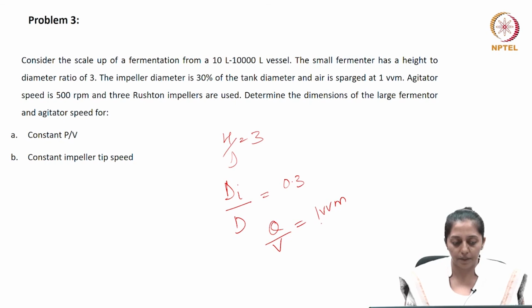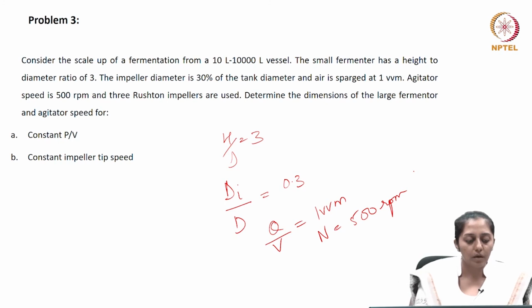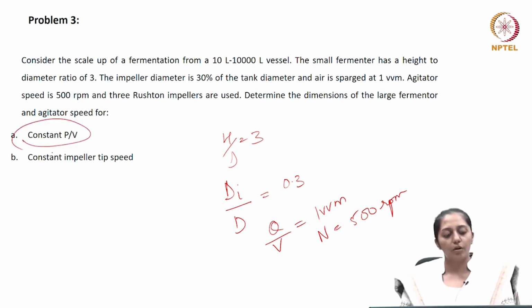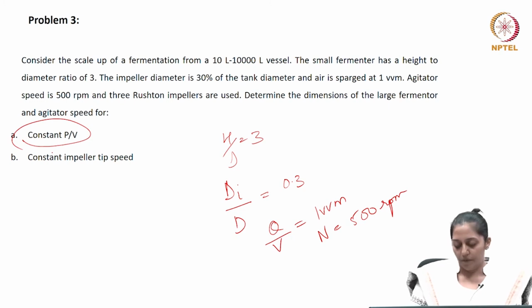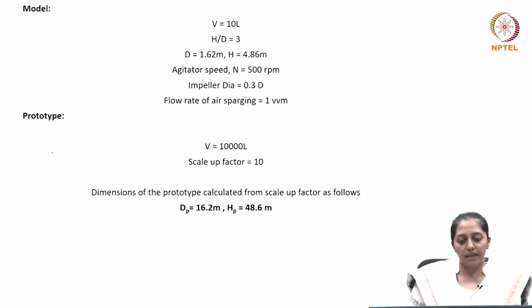Agitator speed is 500 RPM. So, N is given to us as 500. And 3 Ruston turbine impellers are being used. So, we need to determine the dimension of the large fermenter and agitator speed for the scale up criteria as constant P by V. So, we know that for constant P by V criteria, how impeller speed and diameter can be related.